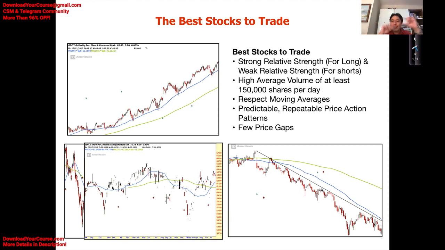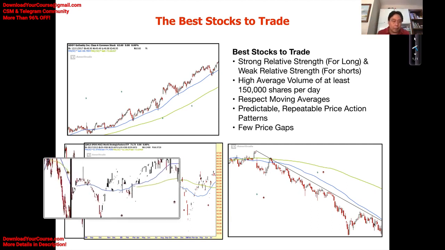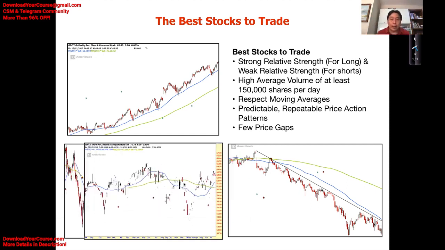So avoid stocks with a lot of gaps at the center, right? When there are a lot of gaps and broken candles. So respect moving averages, few price gaps. And again, we're looking for predictable, repeatable price patterns. So this is a very, very clear pattern that can be traded on the upside. This is a clear pattern that can be traded on the downside.